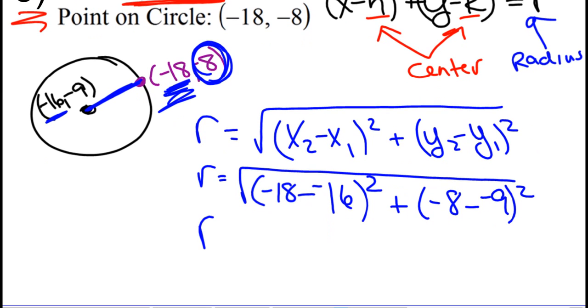So negative 18 minus a negative 16 quantity squared plus y2. Remember, I started with negative 18 right here, so I have to come back to this negative 8 for my y2. So negative 8 minus a negative 9 quantity squared. Just simplify and be careful when you are simplifying. You can usually let your calculator do most of the work, but you've got to watch your signs.